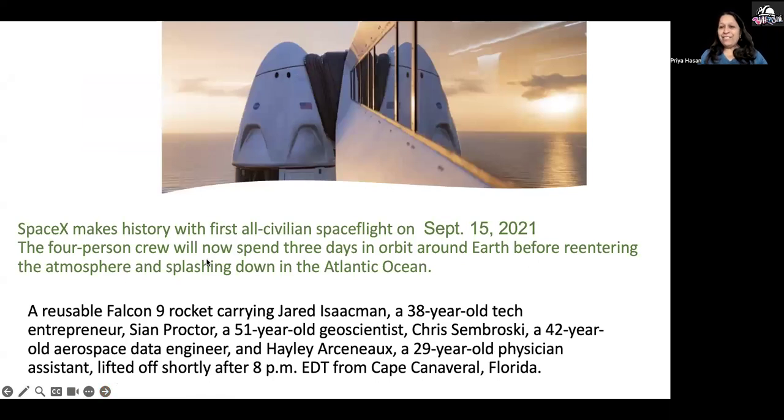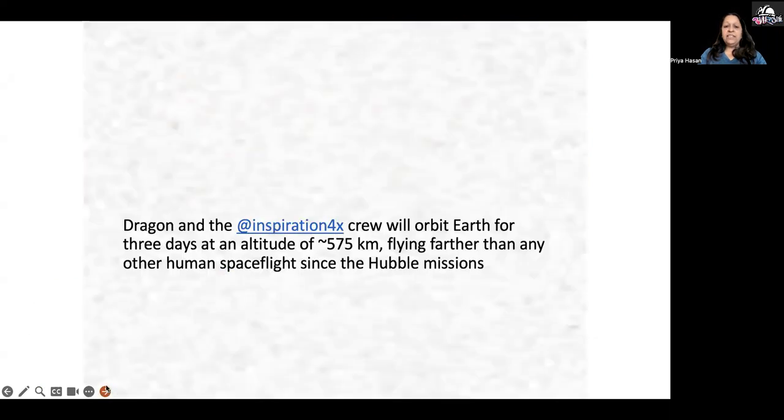SpaceX, finally, they do their thing in style. They went out in September, not in July. They sent a 4-person crew who spent 3 days in orbit around the Earth before re-entering. They went up to a much higher orbit, a height of about 575 kilometers. This was called the Inspiration4 crew, and this is higher up than even the Hubble missions.